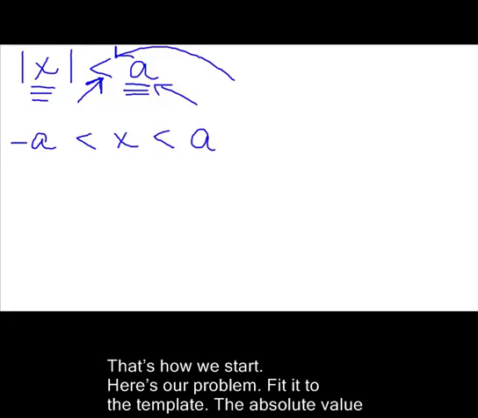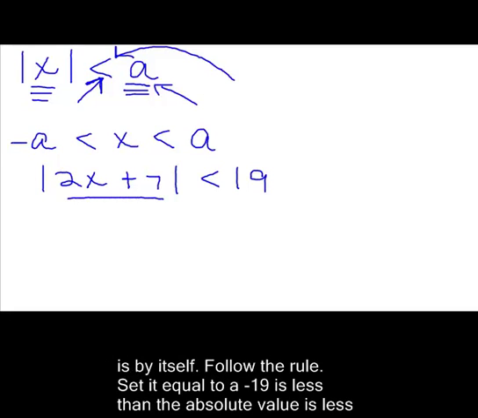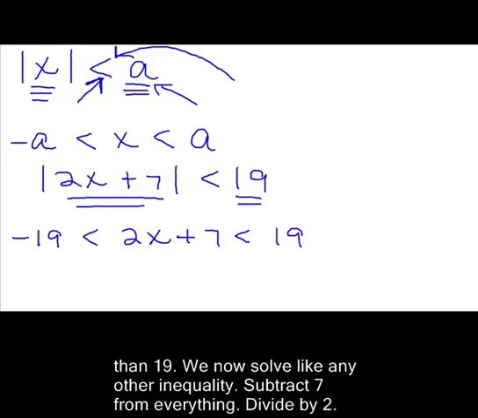So if we're looking at the one on the test review, it starts out like this. Before we can do the problem, we need to fit it to our template. The absolute value is already by itself. We don't need to add or subtract anything. So we just need to follow our rule. We set this to negative 19 is less than the thing inside the absolute value is less than positive 19.